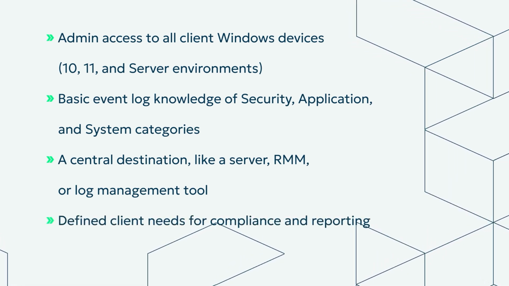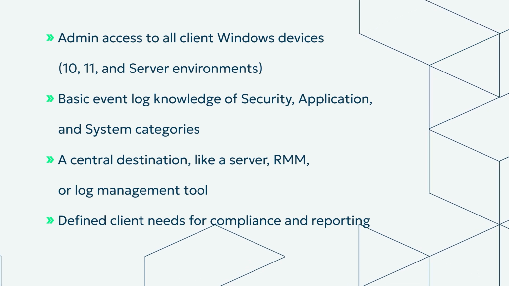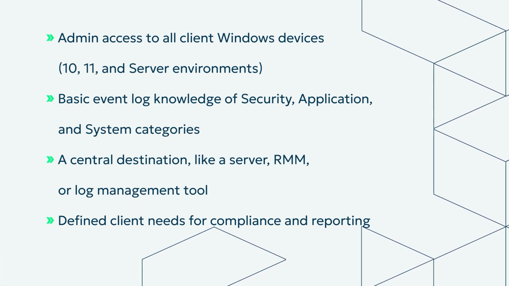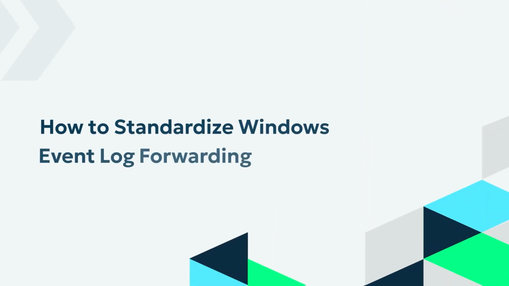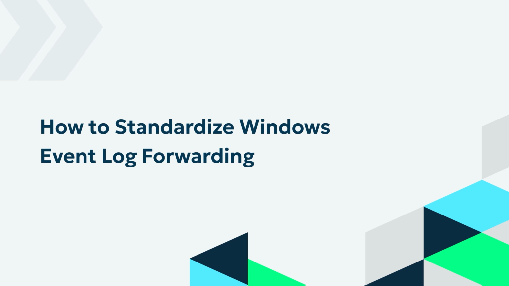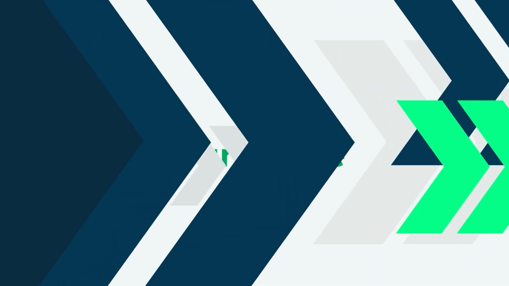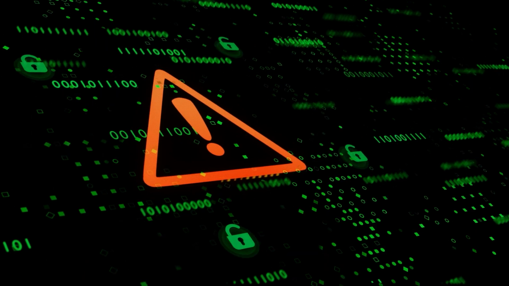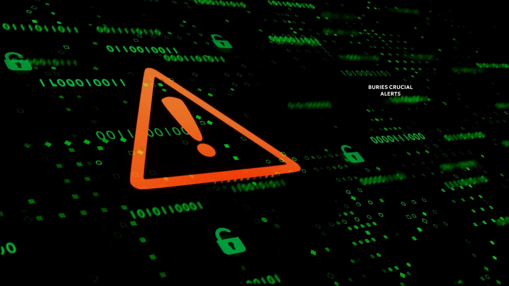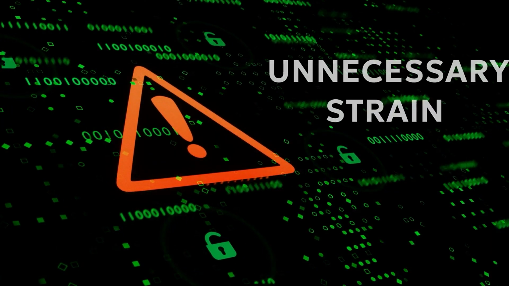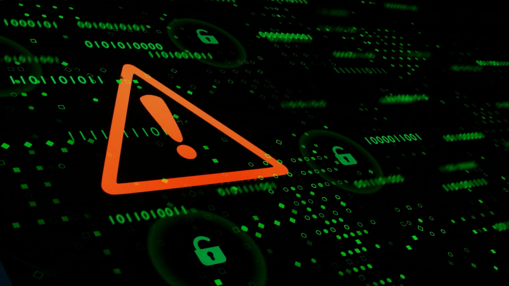With everything in place, you can proceed with building your log forwarding framework, starting with defining what you need to collect. How to standardize Windows event log forwarding. Step 1. Define your scope. Forwarding everything isn't the answer. It creates noise, buries crucial alerts, and puts unnecessary strain on your infrastructure.